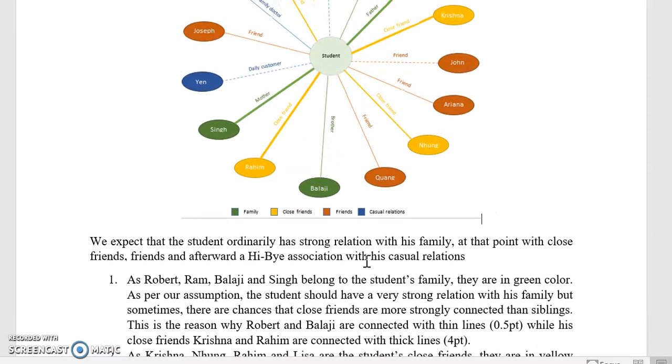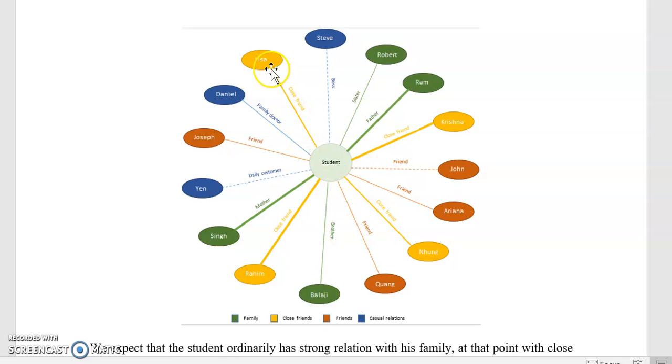So if we come to our visualization, there is a connection between each of them to the student, and the connection says whether it is strong or weak or average or very strong depending upon how it is created. And the color also decides. The green is for family, yellow is for close friends, red is for friends, and blue is for casual friends.